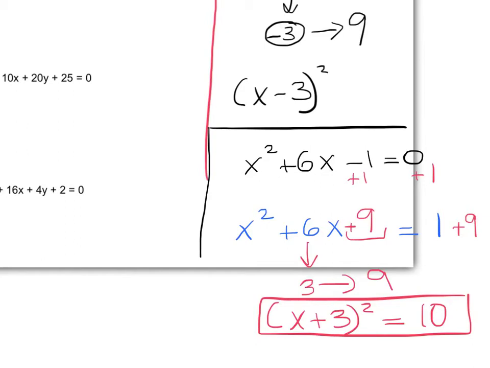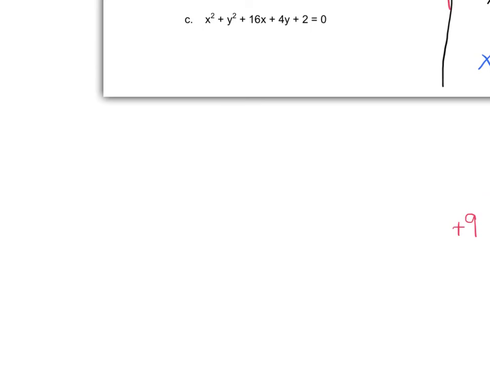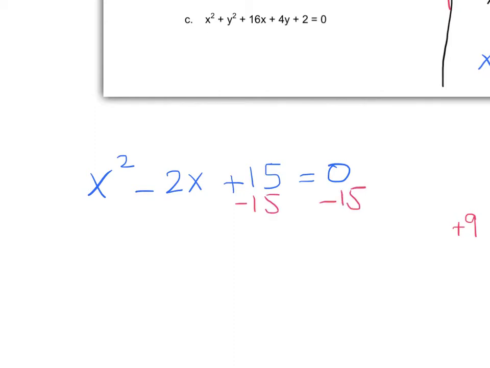Do you need more practice? One more? Okay, I heard you. One more. So x squared minus 2x plus 15 is equal to 0. Again, you move the 15 to the other side. So x squared minus 2x is equal to negative 15.